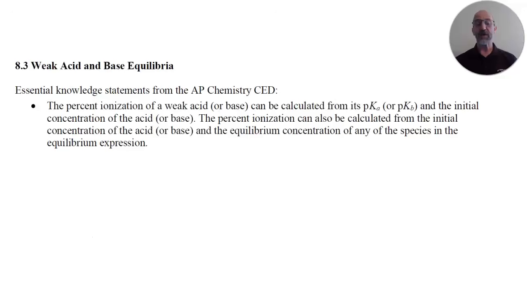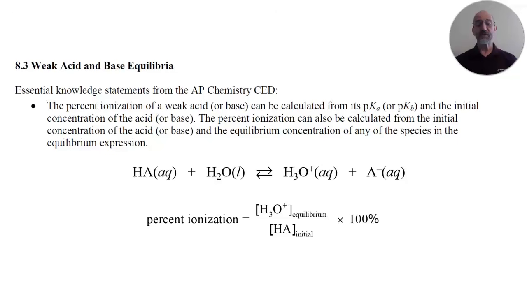So in topic 8.3, which is entitled Weak Acid and Base Equilibria, the percent ionization has the following formula. So what I'm showing you on this slide is that a generic acid that has the chemical formula HA reacts with water to produce the hydronium ion and then its conjugate base, or A minus. The percent ionization is equal to a ratio and then times 100. So it's going to be the following ratio. What's the concentration of the hydronium ion in solution at equilibrium divided by the original concentration of the acid and then times 100. So if it were 100% ionized, then that ratio would be 1.